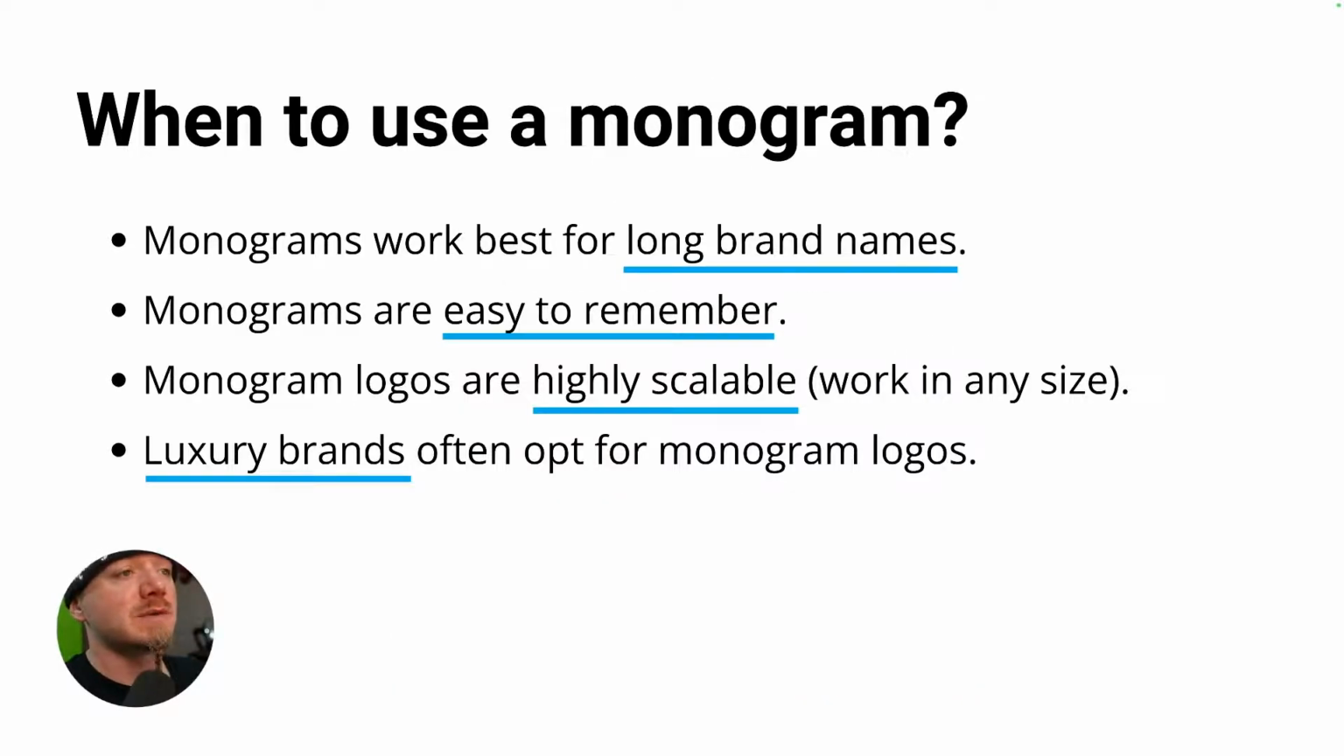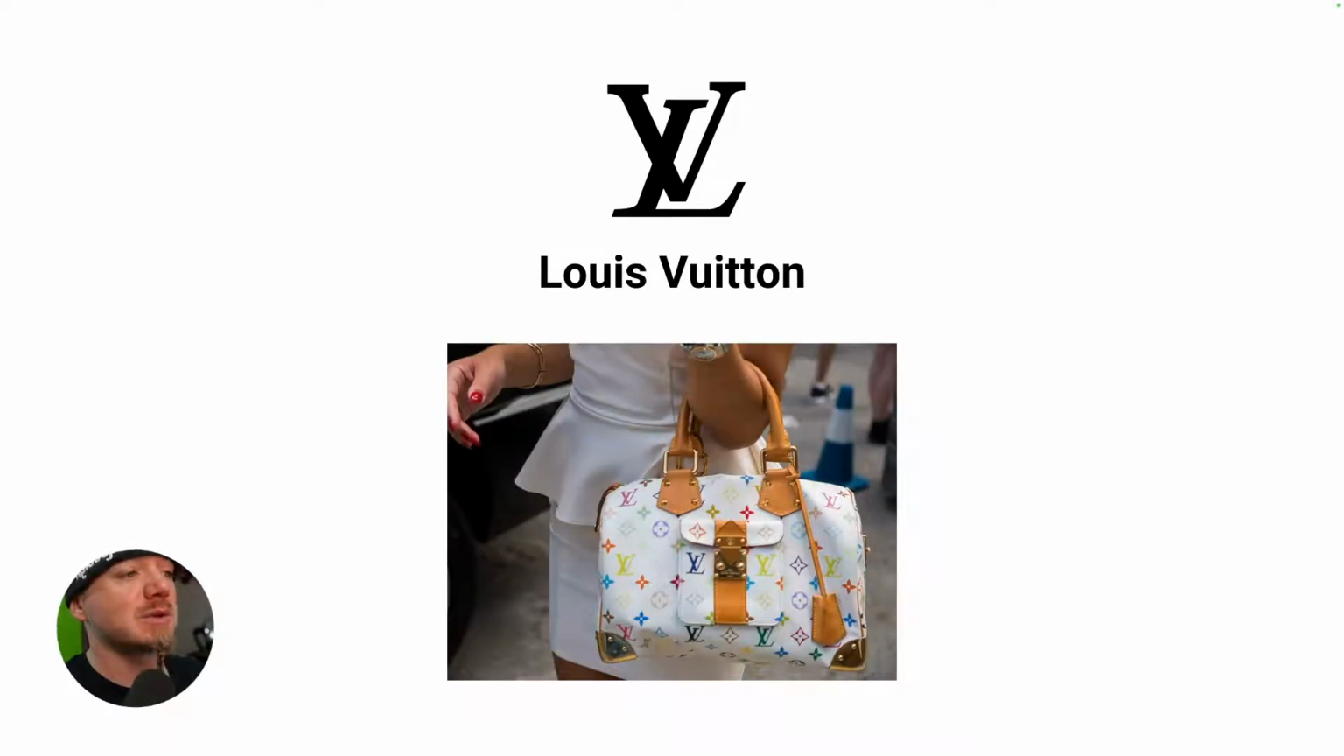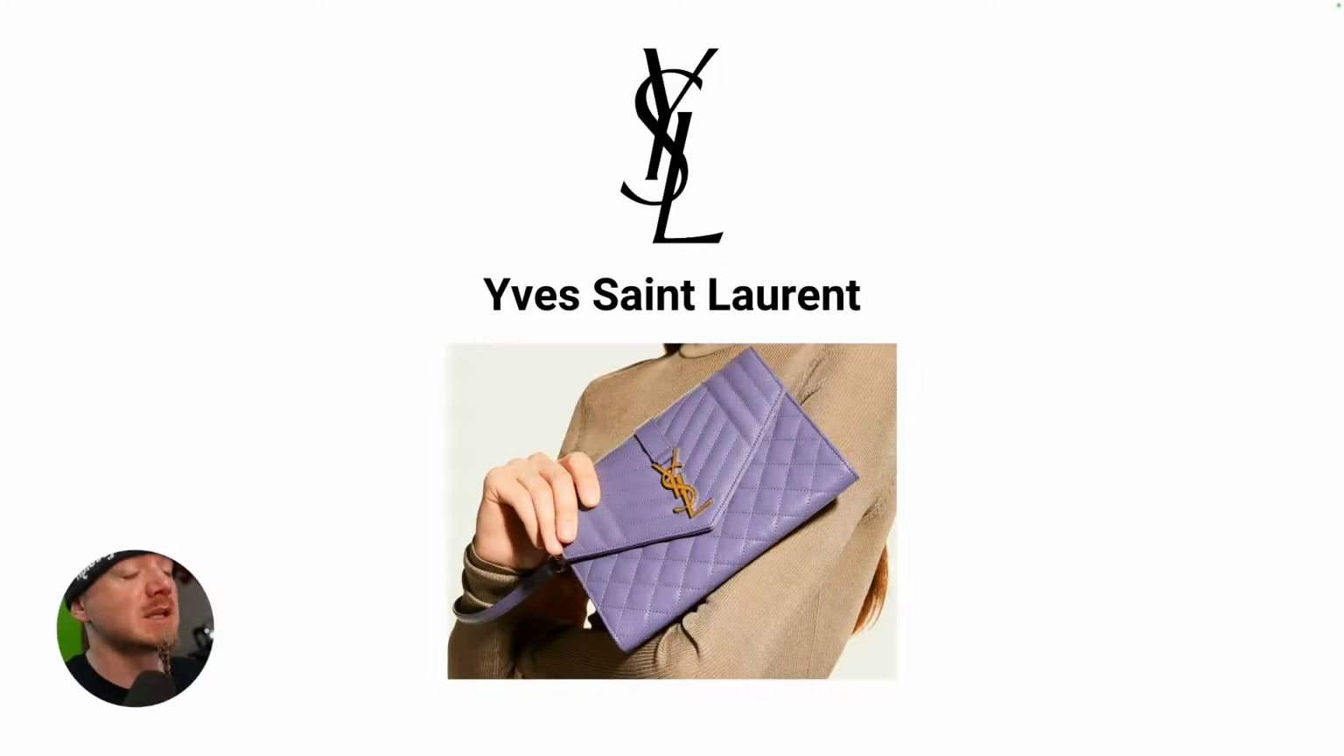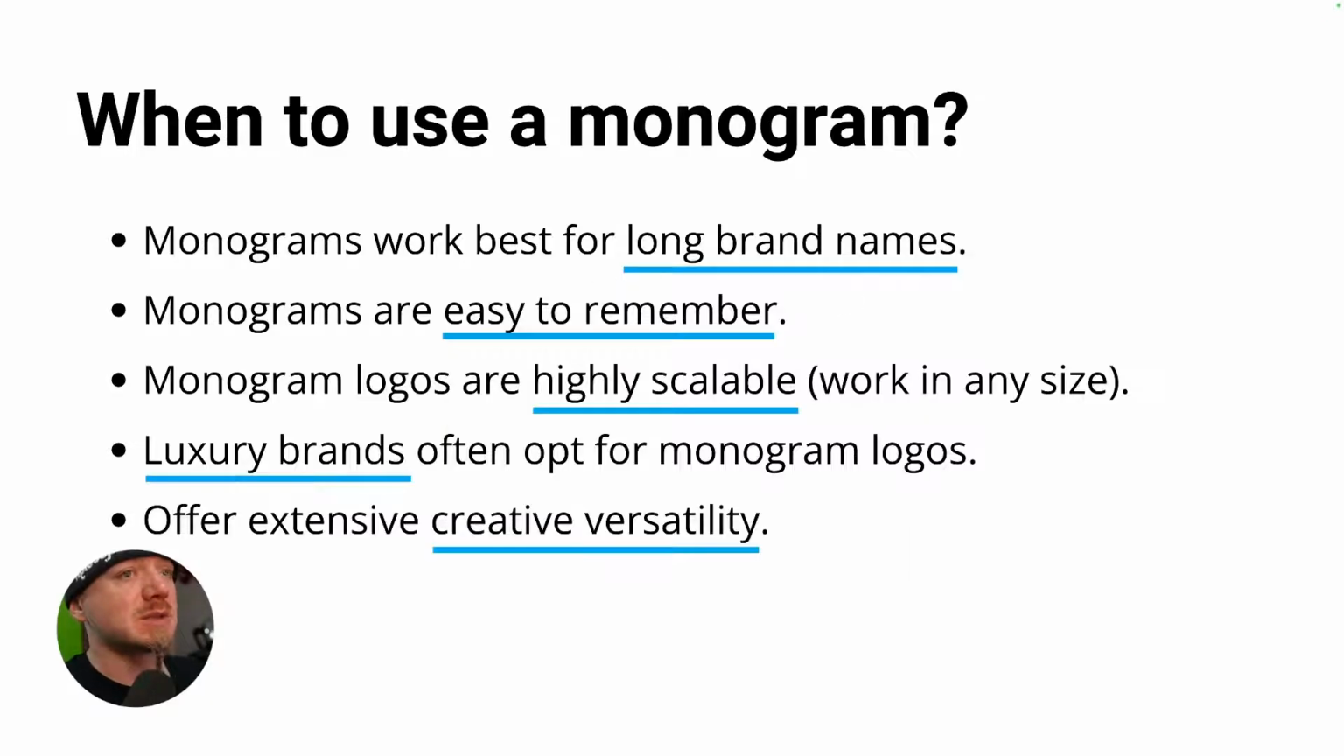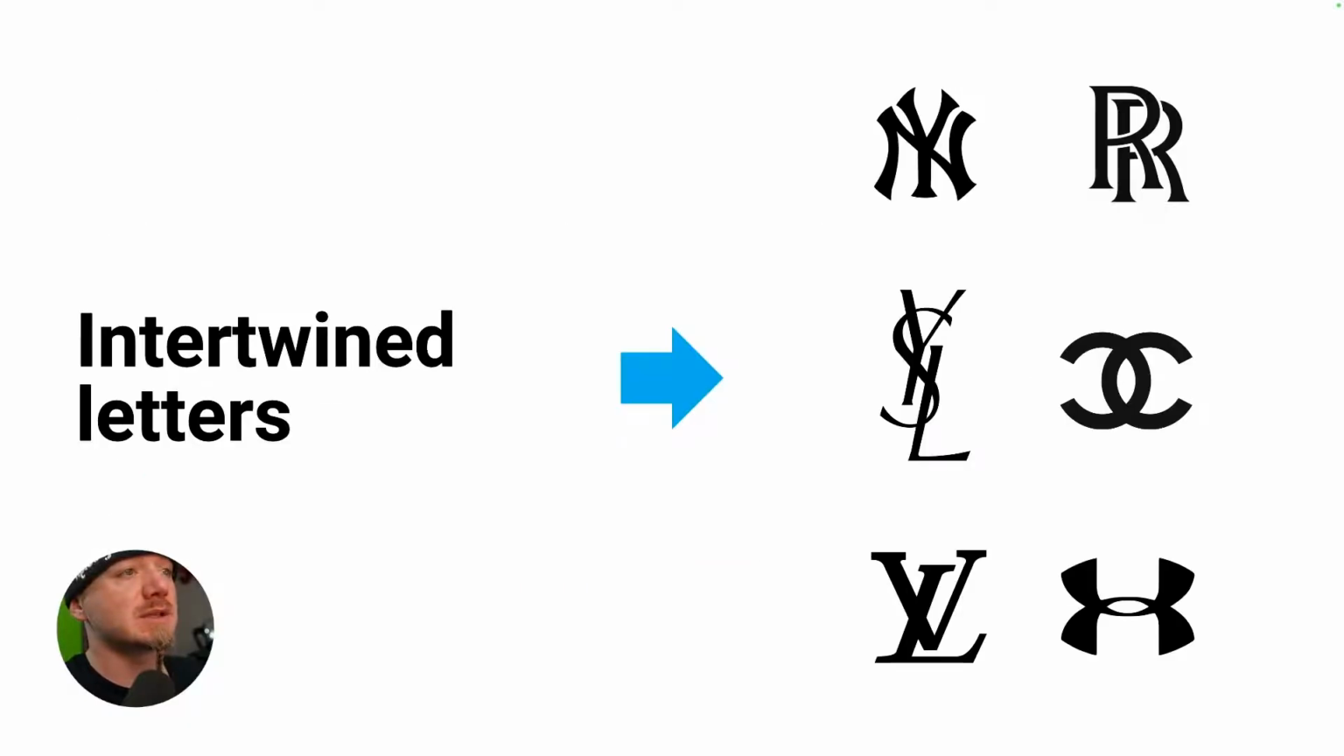Now, luxury brands often opt for monogram logos. This is because it lends itself well to pattern design and it looks good on merchandise as well. And monograms in general offer extensive creative versatility because you can intertwine these letters, as you can see here: Yankee logo, Rolls-Royce, YSL, Chanel, Louis Vuitton, or Under Armour.